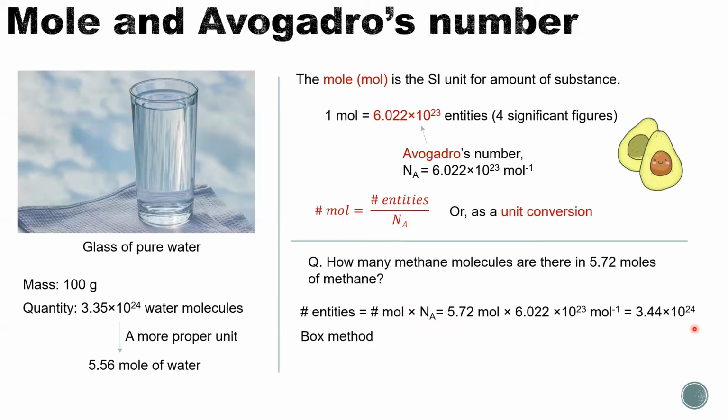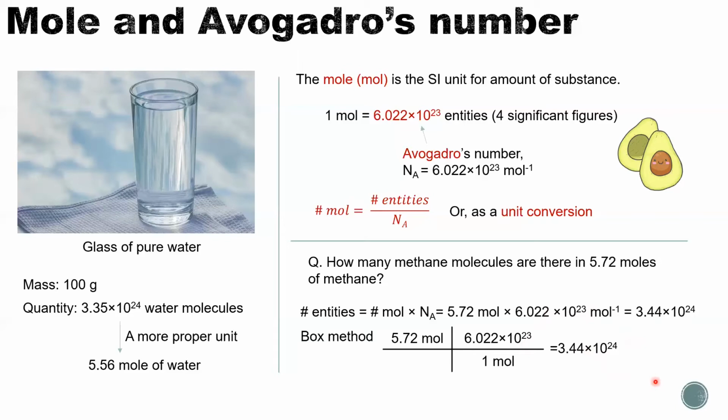Also, you can use the box method to do the unit conversion. We have 5.72 moles to start with. And then we put the unit conversion factor here, 1 mole in the bottom to cancel out the unit, and 6.022 times 10 to the 23rd in the top. We get the same answer. So feel free to choose whichever way you feel most comfortable with. As long as you get the final answer correct, that's good.